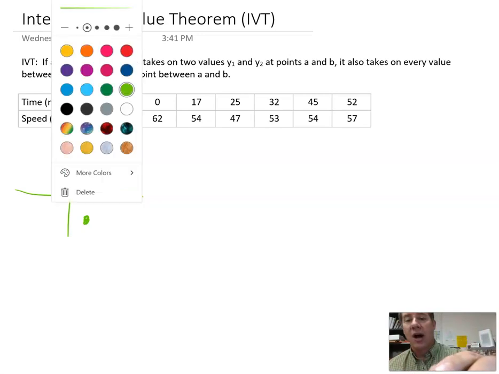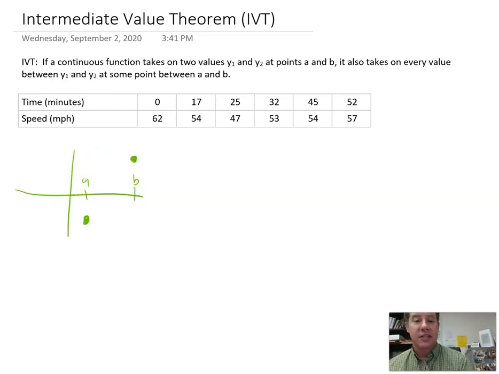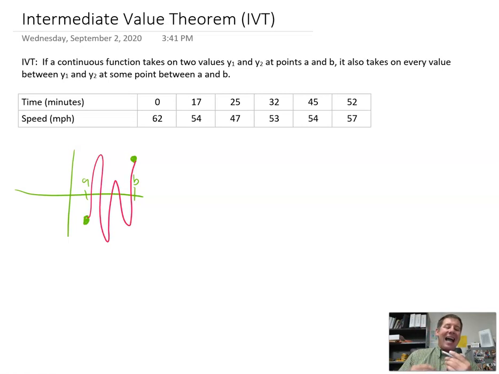I don't know 100% what my function is doing on this interval. I mean, it might be a straight line from A to B. It might go and it might have a bunch of whoop-de-whoops. I don't know how many times it's going to go through 0. I can just prove that it's going to go through 0.